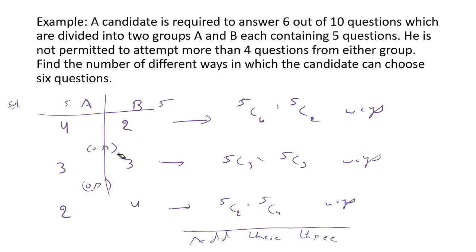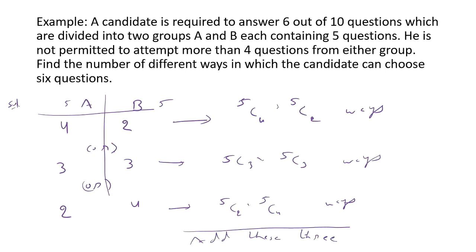So here you have to be a little bit careful. The number of ways of answering 6 questions is, he can select 4 from group A and 2 from group B, or 3 from group A and 3 from group B, or 2 from group A and 4 from group B. So these are the only ways in which he can select. The number of ways of completing the task is equal to the number of ways of doing the job in this format plus the number of ways of doing the job in this format plus the number of ways of doing the job in this format. So this is your total answer.